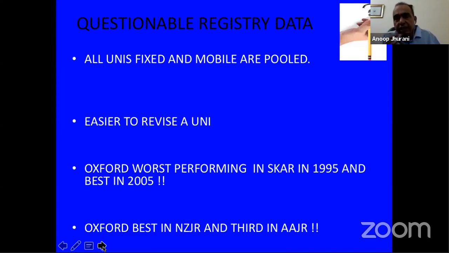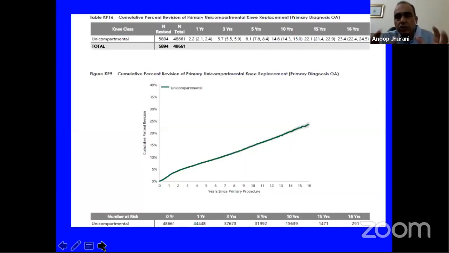Now, the registry data that we often look at is questionable, because all unis, fixed and mobile, are pooled, and it's easier to revise a uni. That's why it shows a higher revision rate. It's paradoxical that Oxford is best in the New Zealand registry, but third in the Australian registry. Why is it so? Because all the unis are pooled, and because it's easier to revise a uni, it shows a higher revision rate of about 30% in some cases at 15 years.